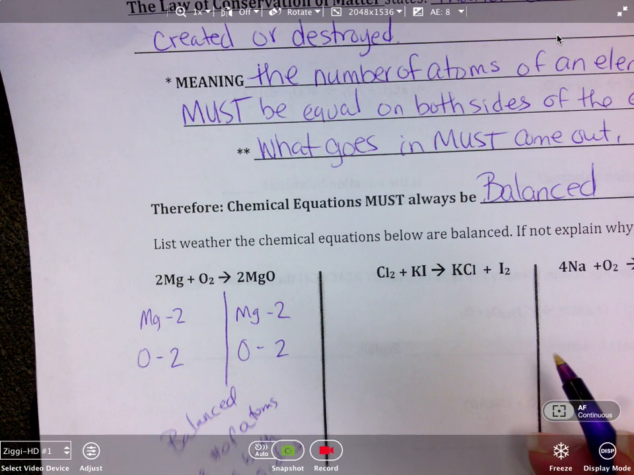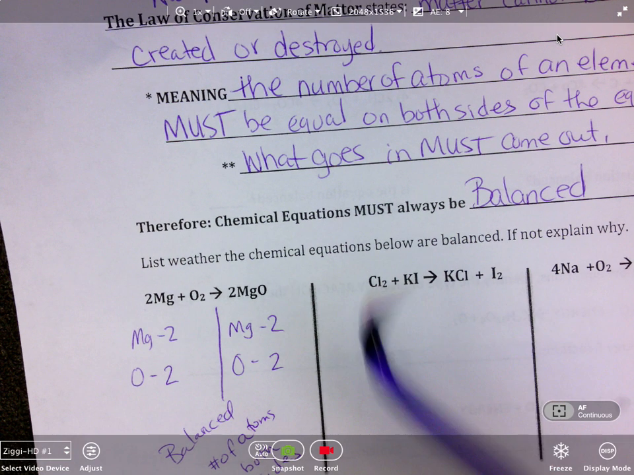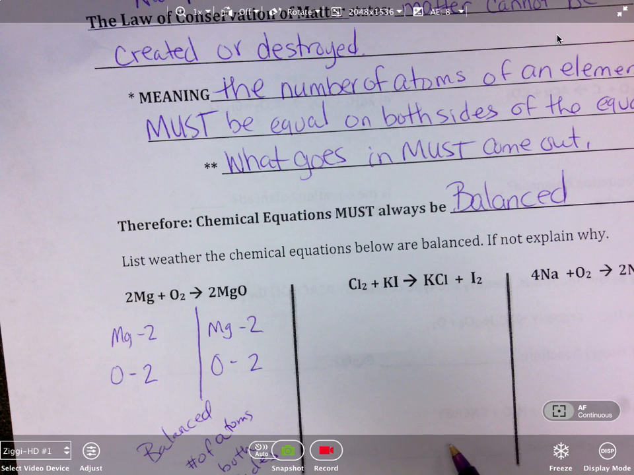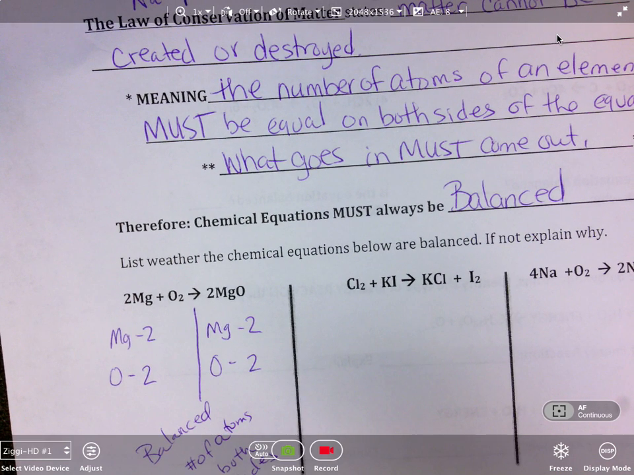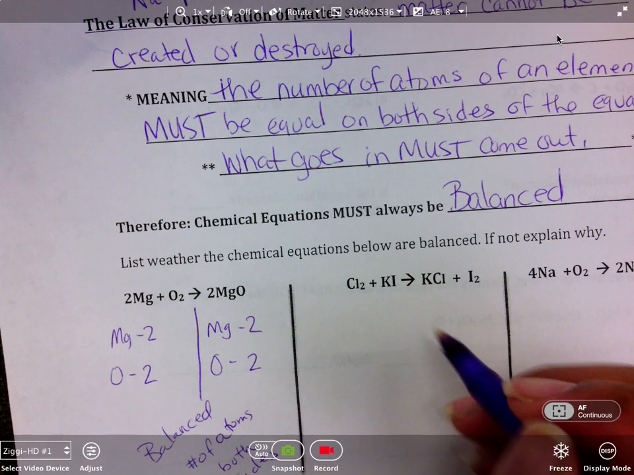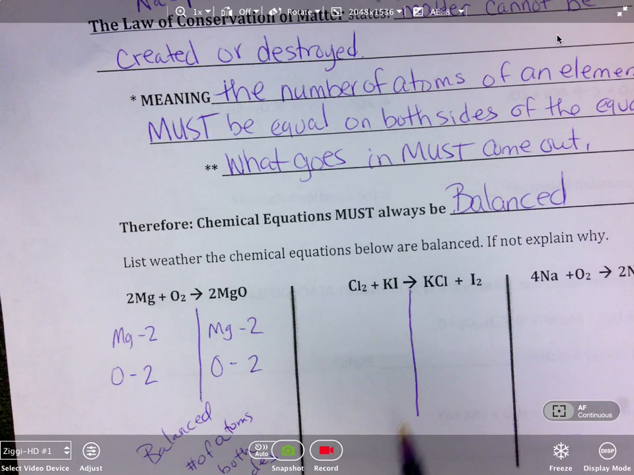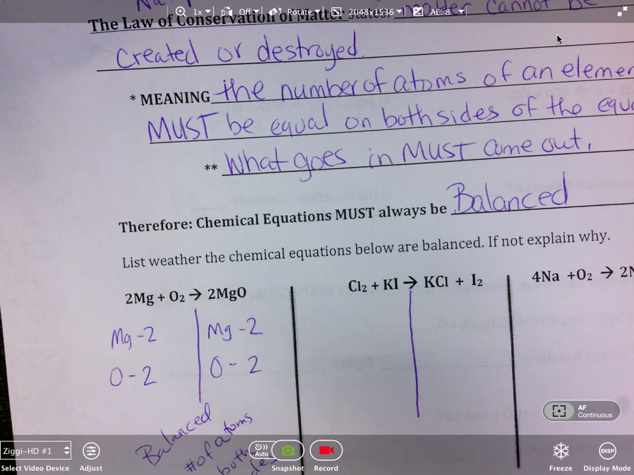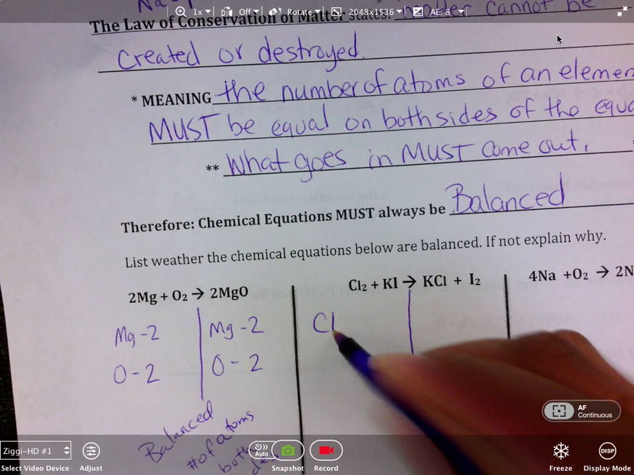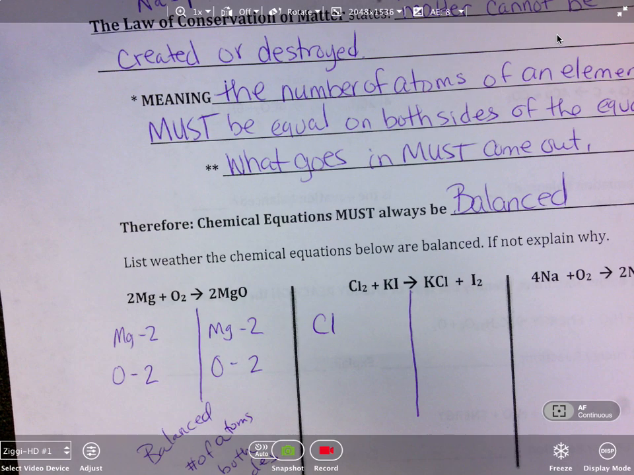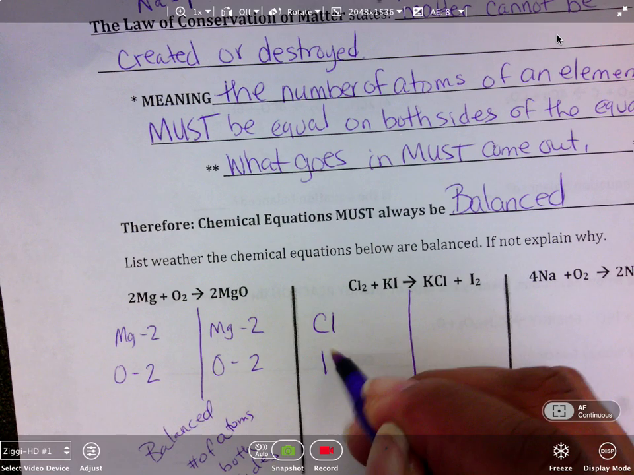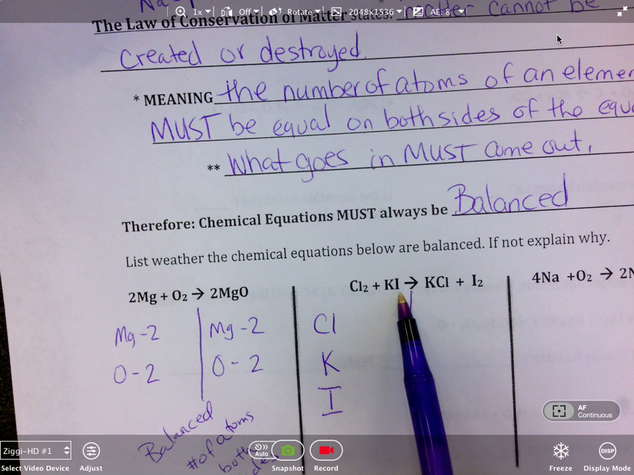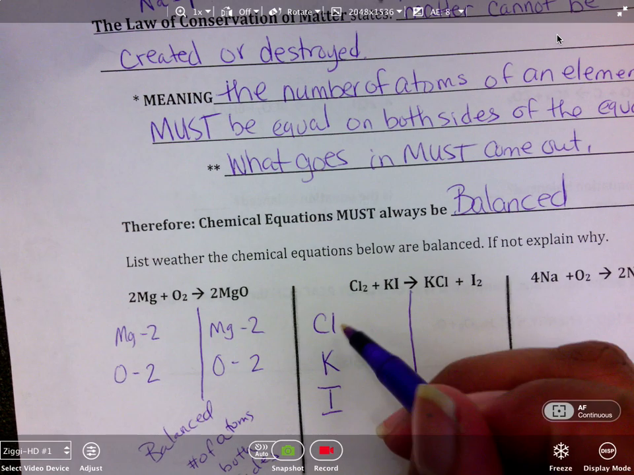All right. Akaya, tell me the first thing I need to do here to check and see if this is balanced. The second equation. Where am I drawing the line? Underneath the arrow. Aaliyah, what elements do we have on the reactant side for this equation? Chlorine, good. Potassium and iodine. Try to make this I a lot larger than this L so you'll see it.